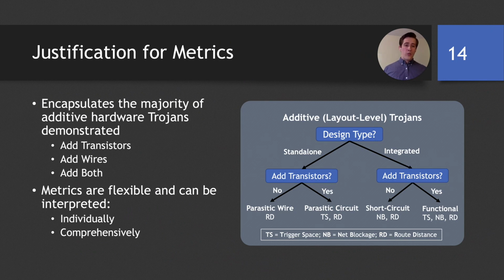We choose to implement the three metrics of trigger space, net blockage, and route distance as they encapsulate a majority of additive Trojans demonstrated in the literature, including those that only add transistors or only wires, and those that add both. Additionally, ICAS metrics are flexible and can be interpreted individually or comprehensively depending on the Trojans a designer cares about. While we hope our metrics serve as a comprehensive starting point for quantifying IC layout security, we recognize that these metrics are far from complete, which is why we designed ICAS to be extensible, enabling users to develop their own metrics as they expand the set of Trojans they care about.